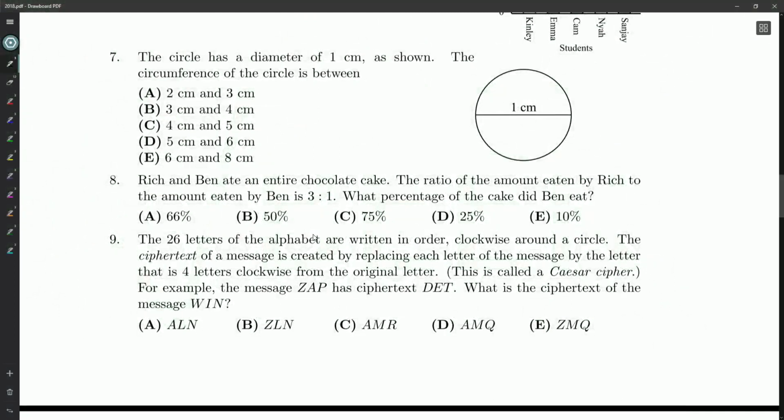We're on question number 8 of our grade 8 Gauss paper from 2018. Rich and Ben ate an entire chocolate cake. The ratio of the amount eaten by Rich to the amount eaten by Ben is 3 to 1. So for every one piece Ben ate, Rich ate 3 pieces.